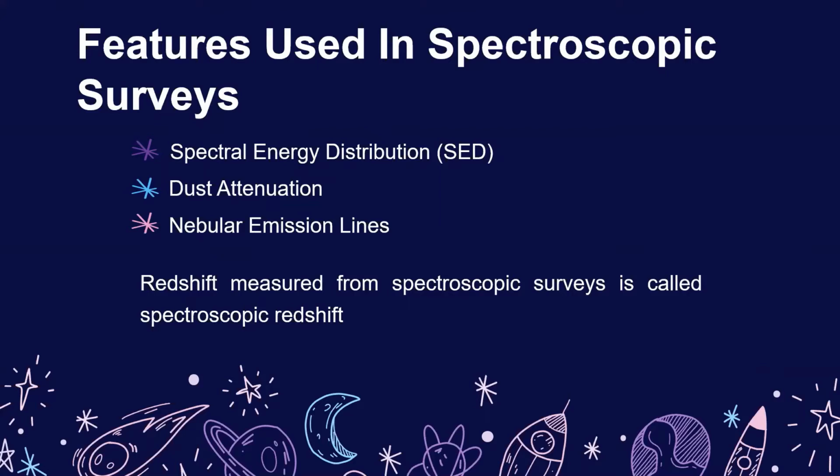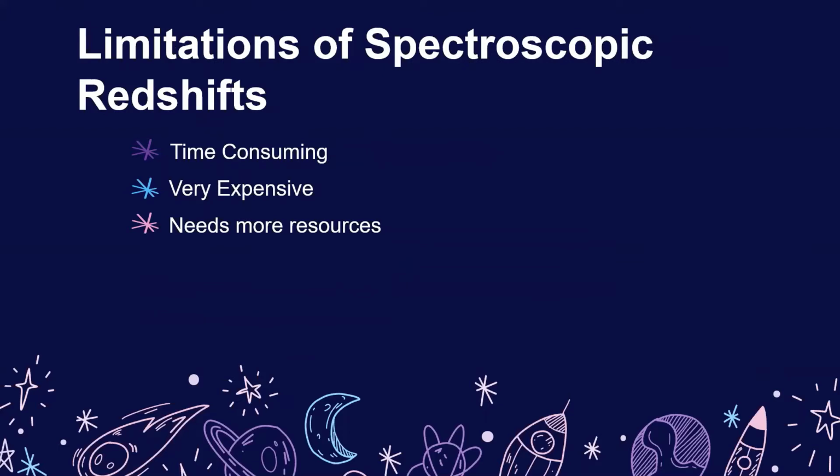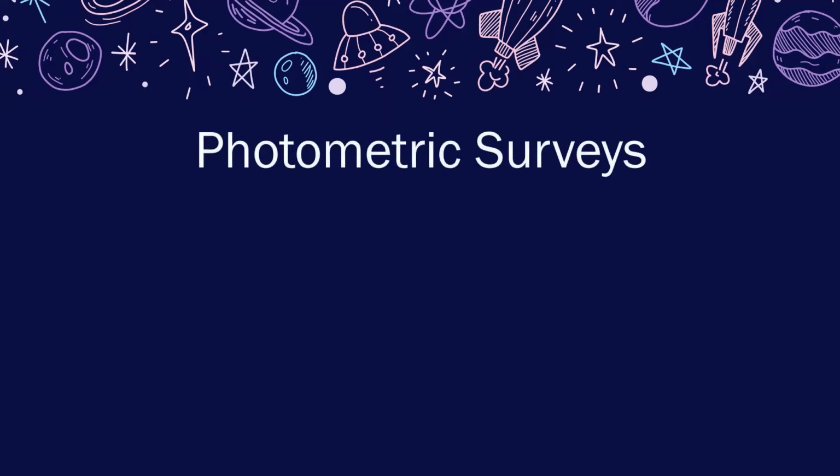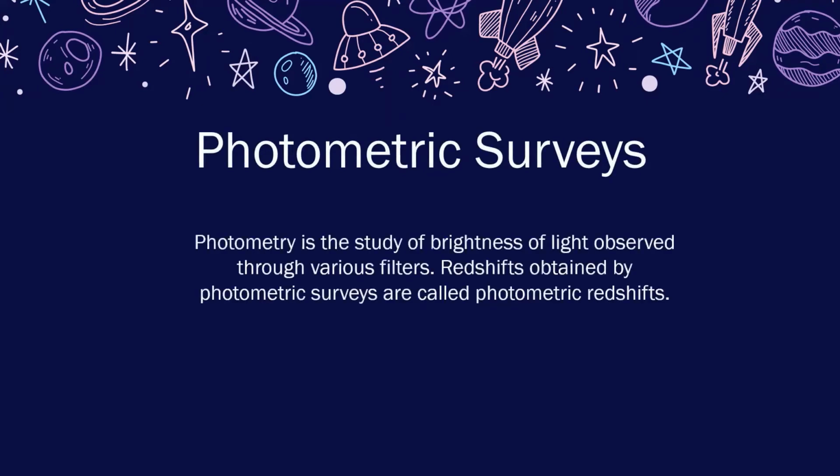Now, this is a very good way to measure redshifts accurately, especially when we are looking at relatively small scales. But it becomes a problem when we move to large-scale surveys. Since it depends on methods like template fitting and other iterative approaches, it becomes very time-consuming and expensive. The other possible way to get redshifts is using photometric data. Photometry is the study of brightness of light observed through various filters. The redshifts obtained by this survey are called photometric redshifts in the literature.